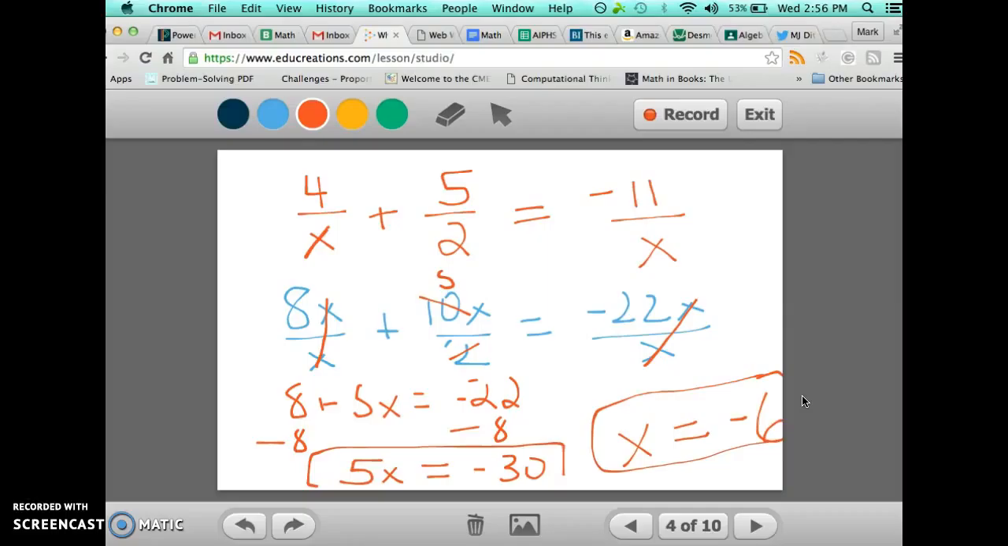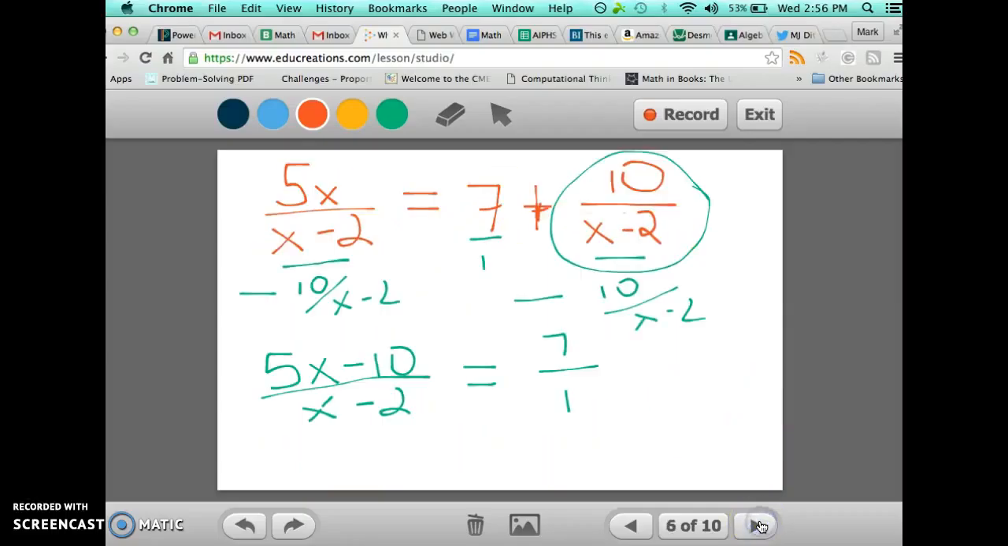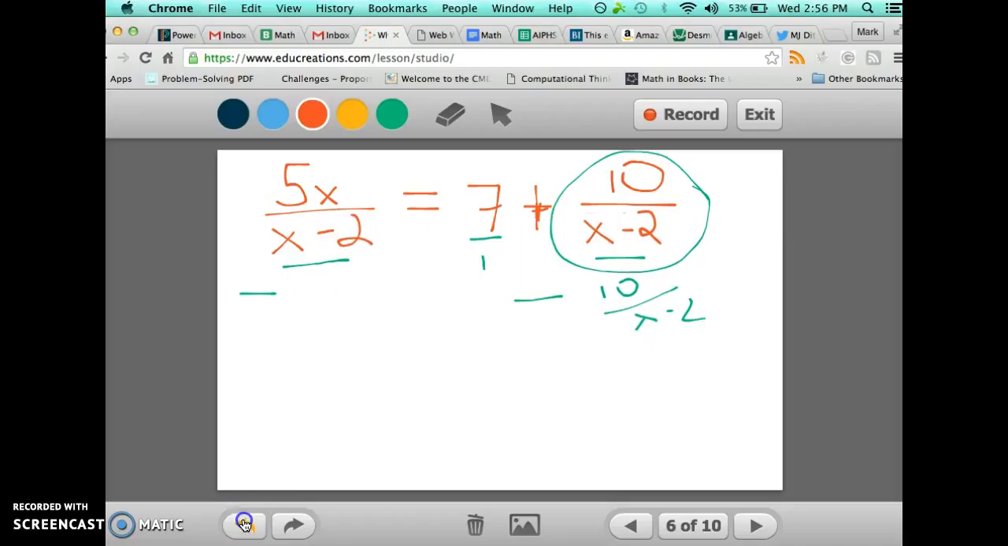Sometimes these get weird. Let me show you. So here's an example of one that's going to get weird. 5x over x minus 2 equals 7 plus 10 over x minus 2. So again, what's our lowest common denominator? And realize the denominator here is 1. If it's not there, then we know it's 7 over 1. So the lowest common denominator is, if you guessed x minus 2, you're correct.